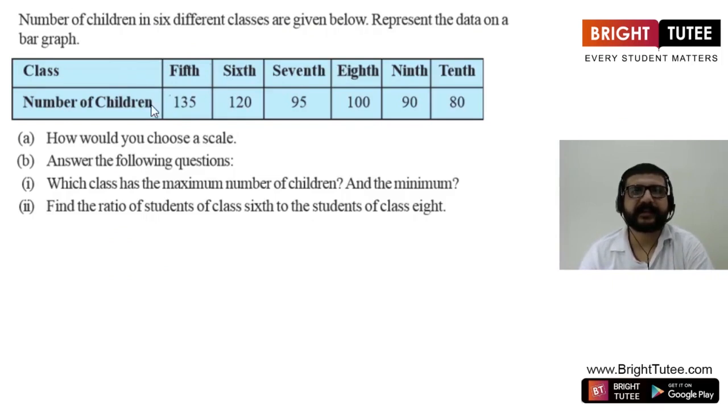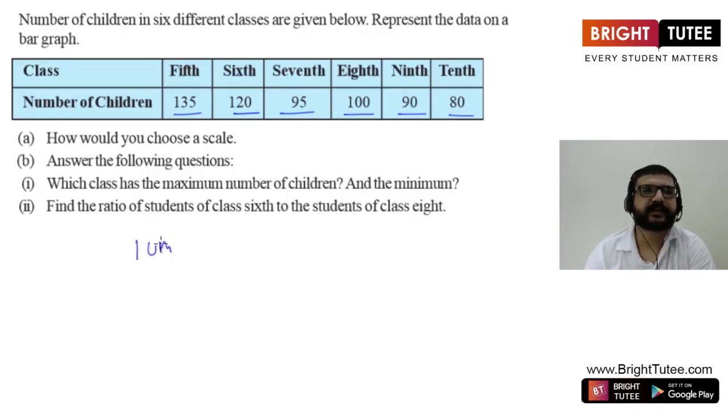Different classes are represented and their corresponding number of children are also represented here. And after forming the bar graph, we have to answer this question. The first question is, how would you choose a scale? Now as we can see here, the number of children are 135, 120, 95, 100, 90 and 80. So for this we can choose a scale which is 1 unit is equal to 20 children.